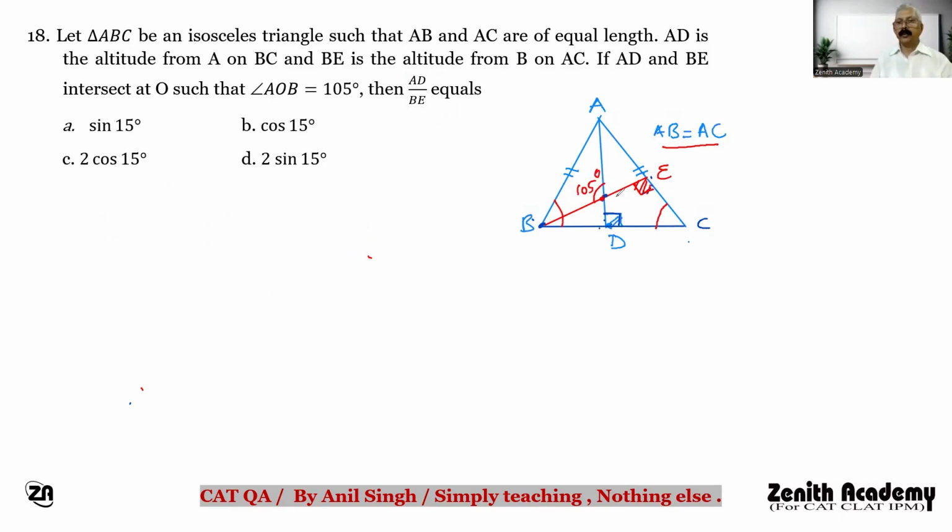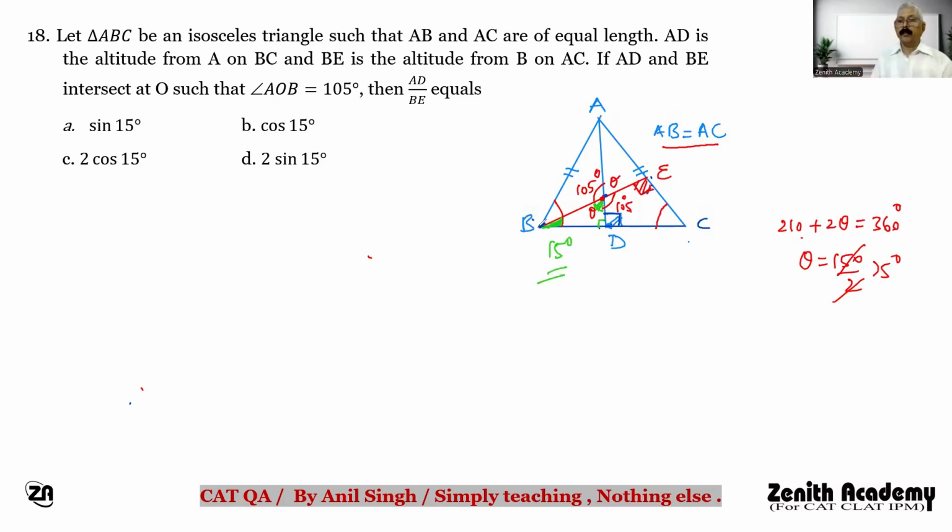So vertical opposite angle, this will also be 105 degree. And these are also equal to each other. So this 105, 105, 210 plus 2 theta is equal to 360 degree. So theta is going to be 360 minus 210 is 150 by 2 means 75. So now if this is 75 degree angle, and this is 90, so this angle will be 15 degree.